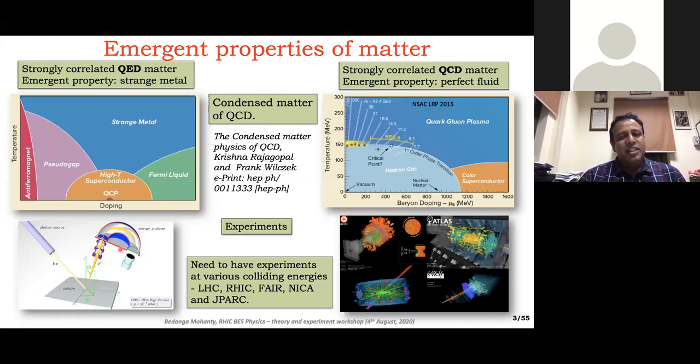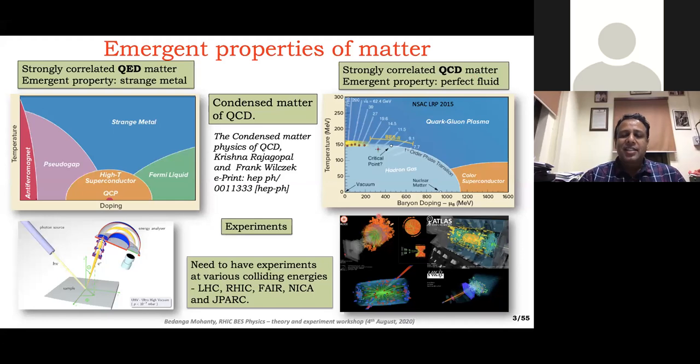The question is, can we do a similar study of condensed matter of QCD? Well, we can do it by changing the temperature and what is called the baryon doping, by changing the baryonic chemical potential. That's just adding a baryon to a system or removing a baryon from a system. In fact, studies have reflected an emergent property of such a strongly correlated QCD matter in terms of perfect fluidity.